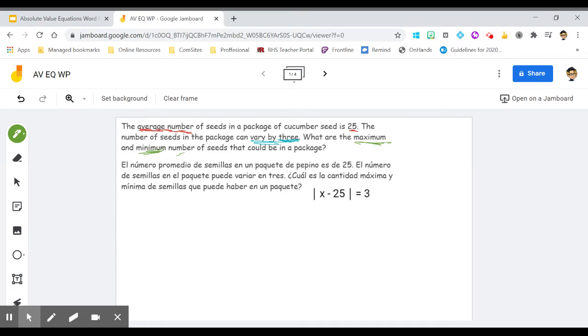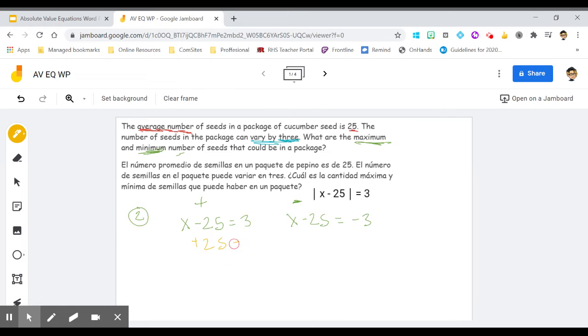When we're looking for the maximum and the minimum, it's not going to have any more than 3 from 25, and it's not going to have any less. So all that really means is we're going to solve like we always have. We don't have to solve for the equation this time, but we are going to set up a positive version in step 2. This positive version is going to be the maximum, the most number of seeds that can be in the package. And then we're going to set up a negative. This is the smallest amount of seeds, because this means it's going to be 3 less than, and this means it's going to be 3 more than. And then from here, we're just going to solve.